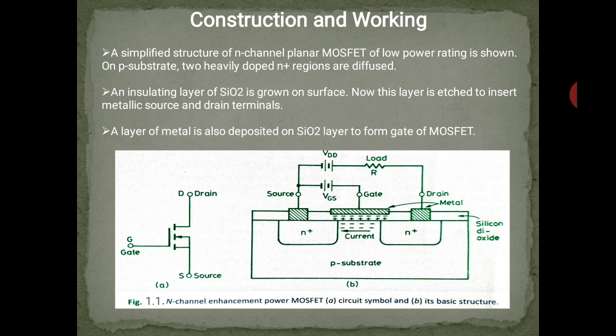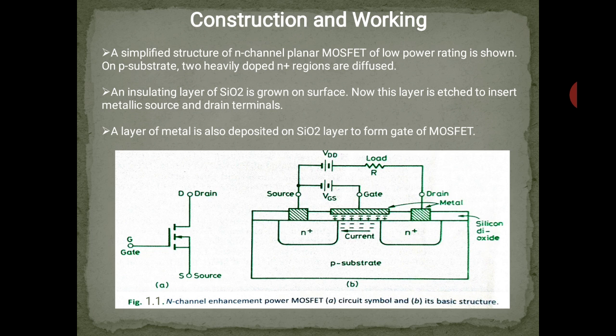If VGS is made more positive, the induced N channel layer becomes deeper and therefore more current flows from drain to source. This shows that ID, the drain current, is enhanced by gradual increase of gate voltage. This is why it is called an enhancement MOSFET.